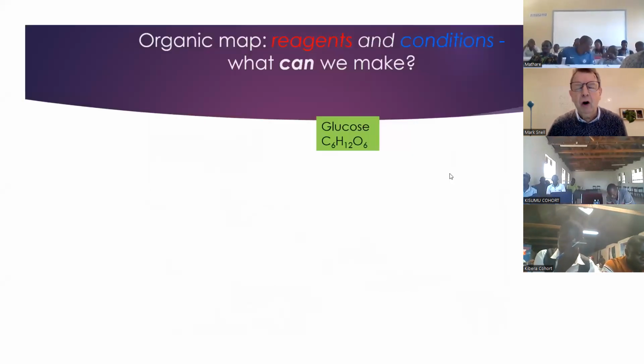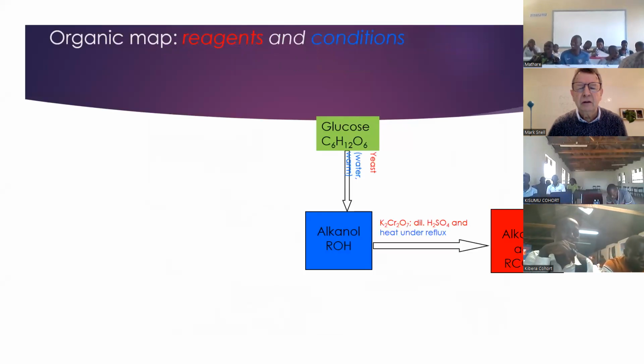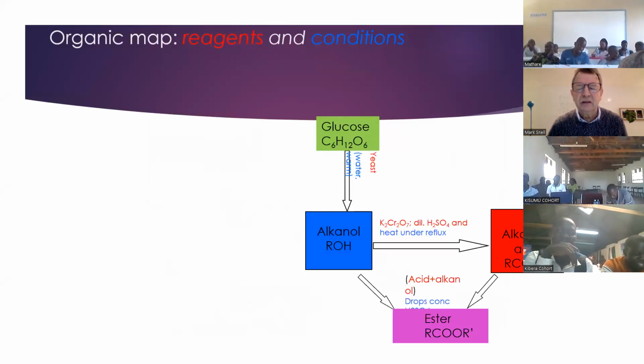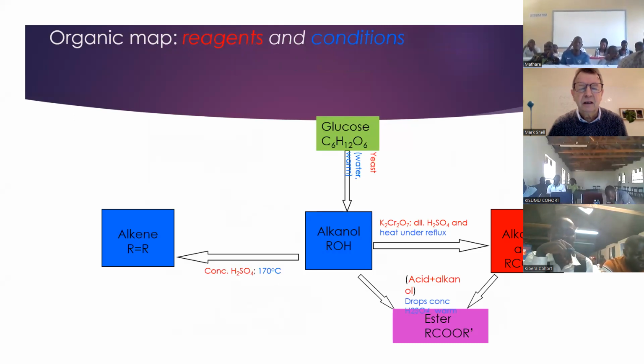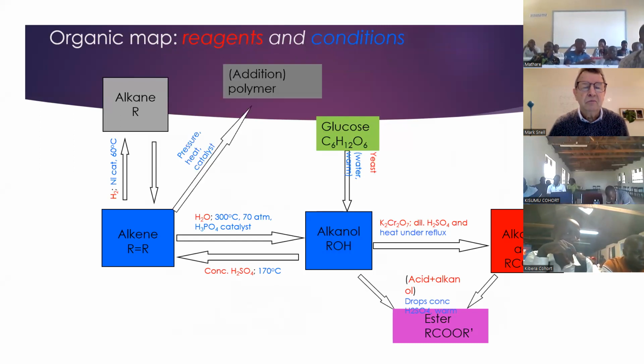Now I'm going to show you the whole of the map, and how I construct it. So I start with glucose. I make an alkanol. I make an alkanoic acid. They make an ester. That makes an alkene, but an alkene can make an alkanol, alkane, polymer, soap.